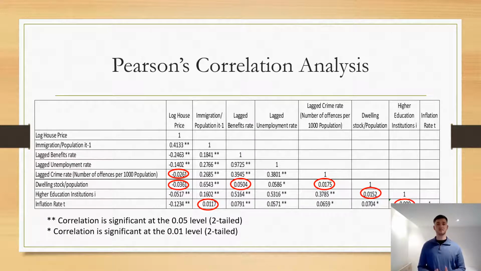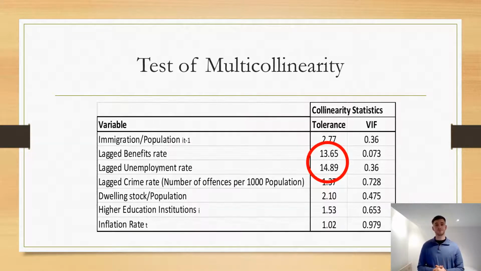However, some of the results in the red circle show no significant correlation between two variables, and some even show no correlation at all, such as the number of higher education institutions and the inflation rate, which is understandable. A circle has been drawn around the variables that have no significant correlation between them.